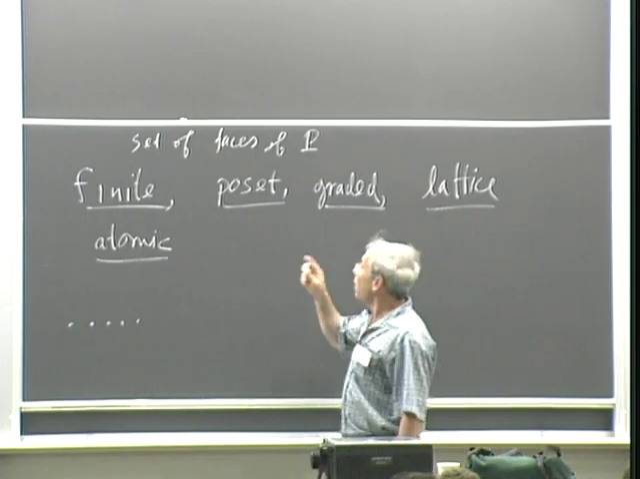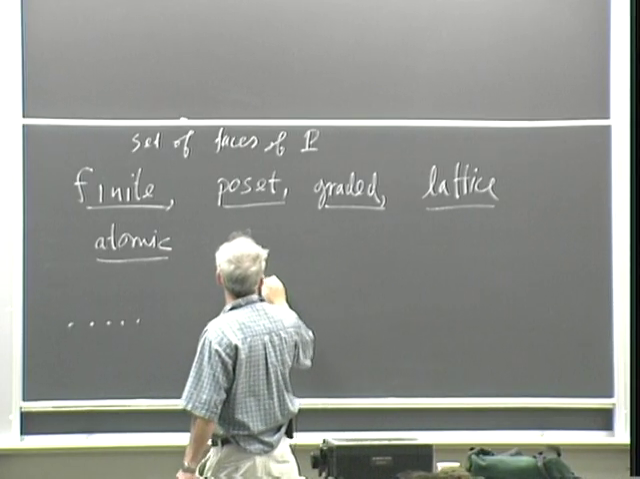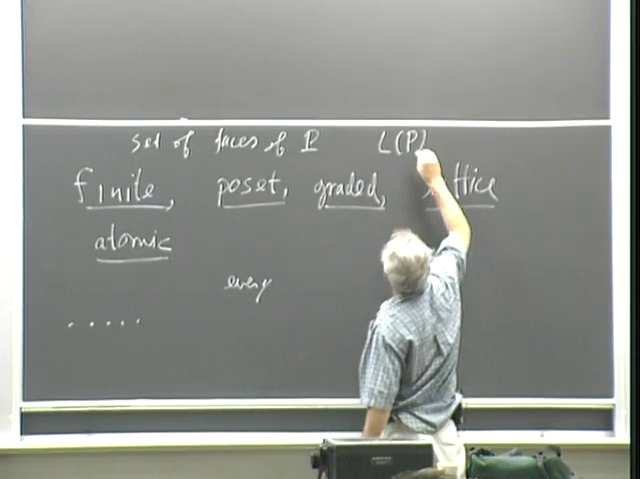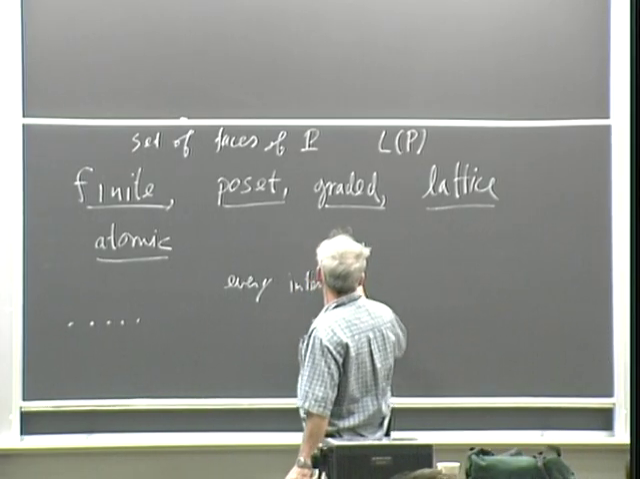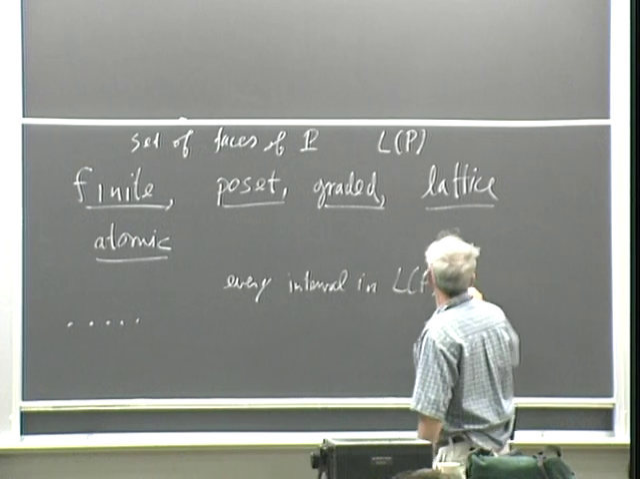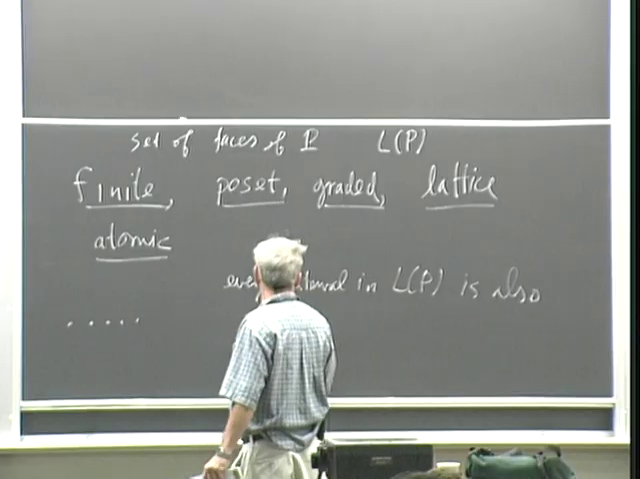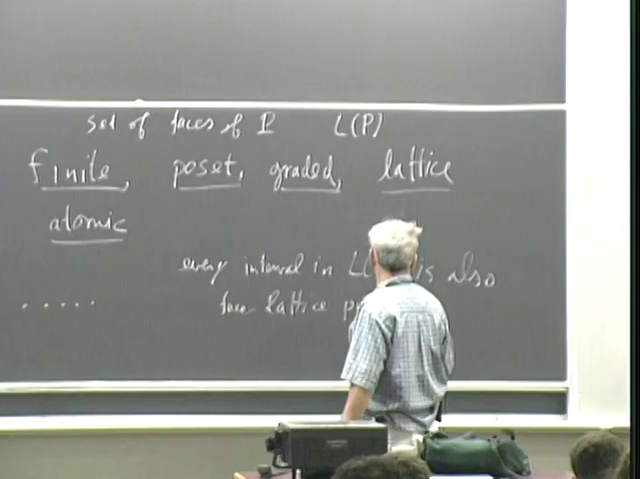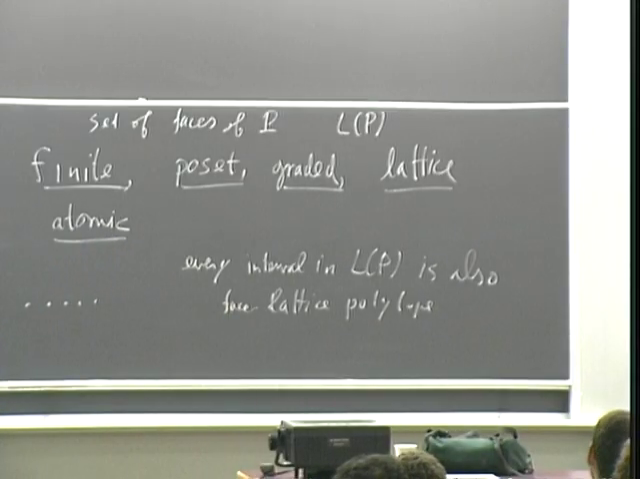So it's atomic. And also every lattice, so every interval, so the set of faces of a polytope, let's call it L of P. So this is the face lattice of P. Every interval in L of P is also a face lattice of a polytope. Okay, so this is perhaps the elementary and basic properties.